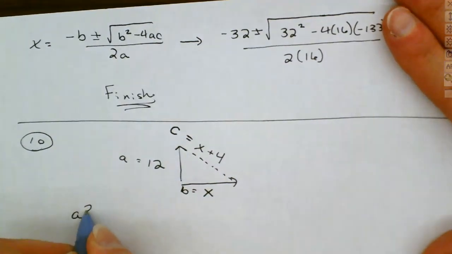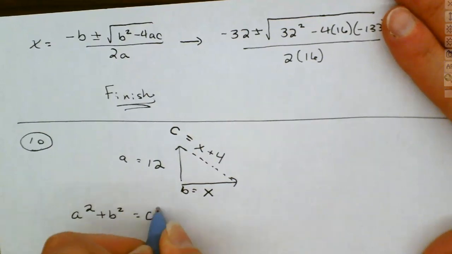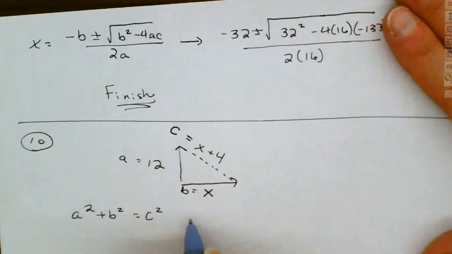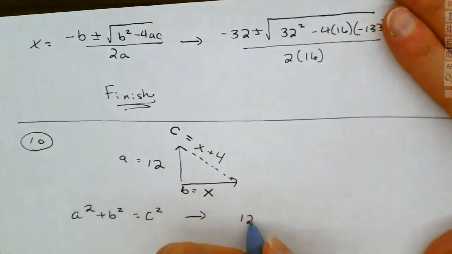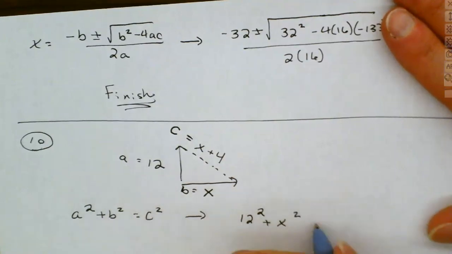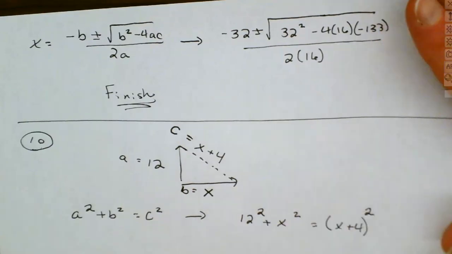So we know that A squared plus B squared equals C squared. So rewriting, then, we've got 12 squared plus x squared equals x plus 4, quantity squared.